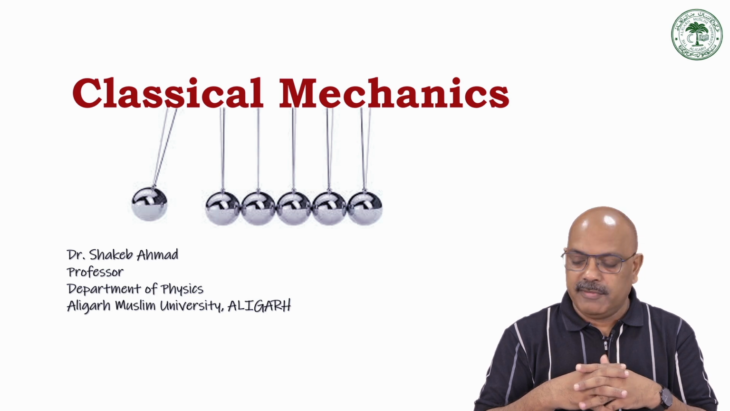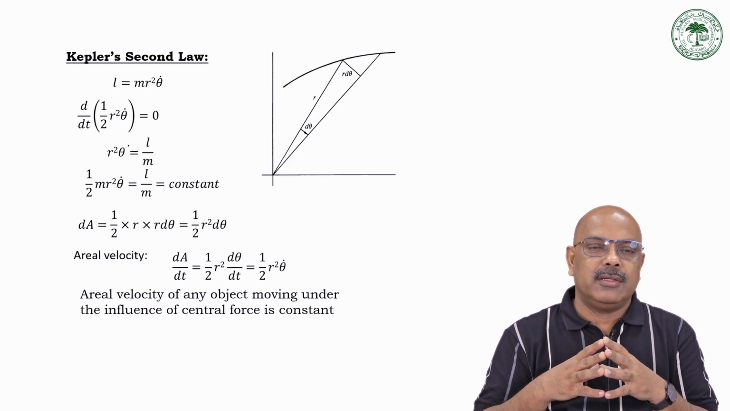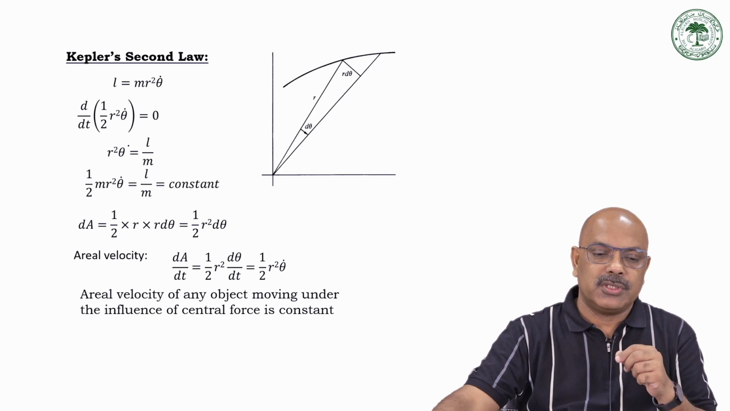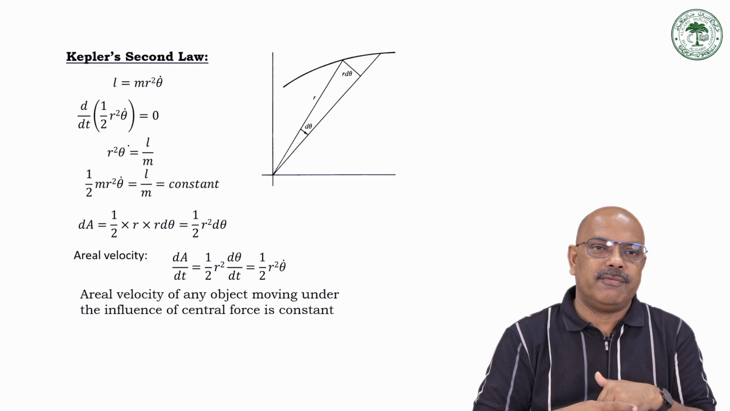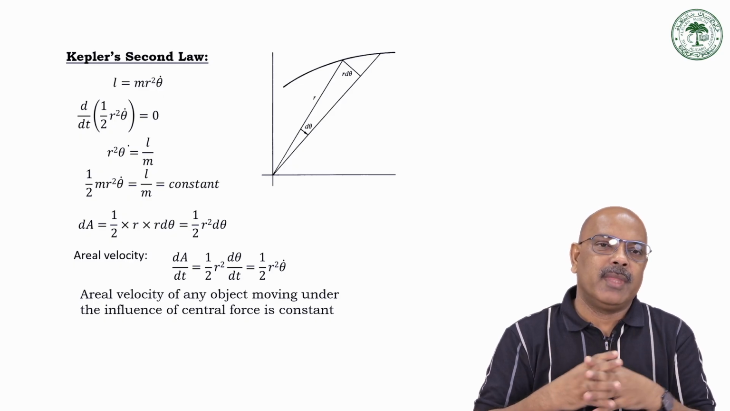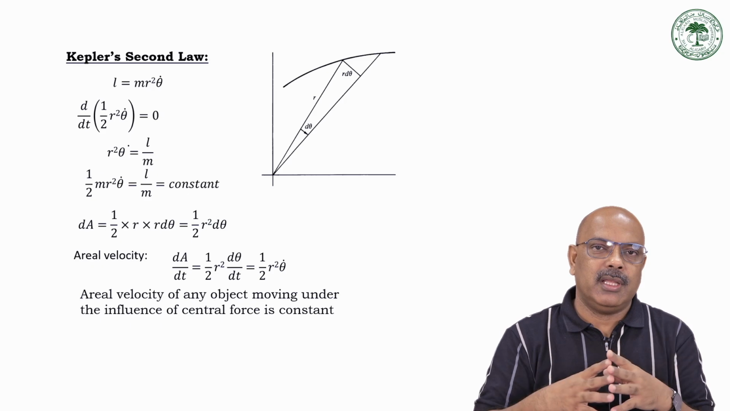Let us quickly review what we had done in the previous class. If you remember, we started from Kepler's law, and we started from the first integral of motion, that is L equal to m r squared theta dot. When a particle is moving under a central force field, you have the first two integrals of motion: one is the angular momentum, and the second one is the total energy.